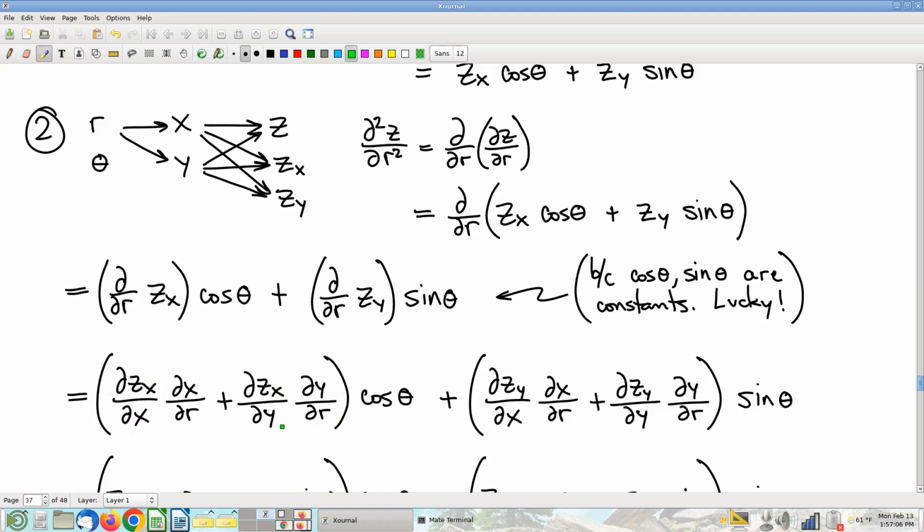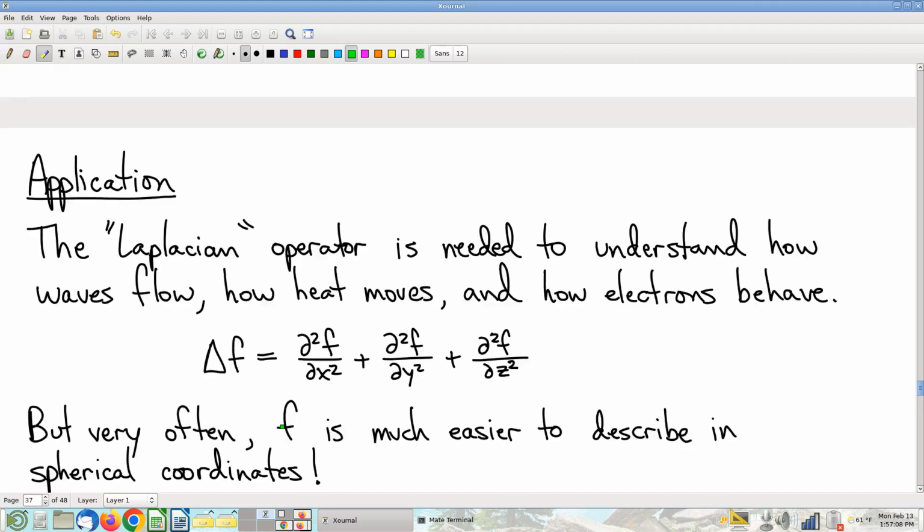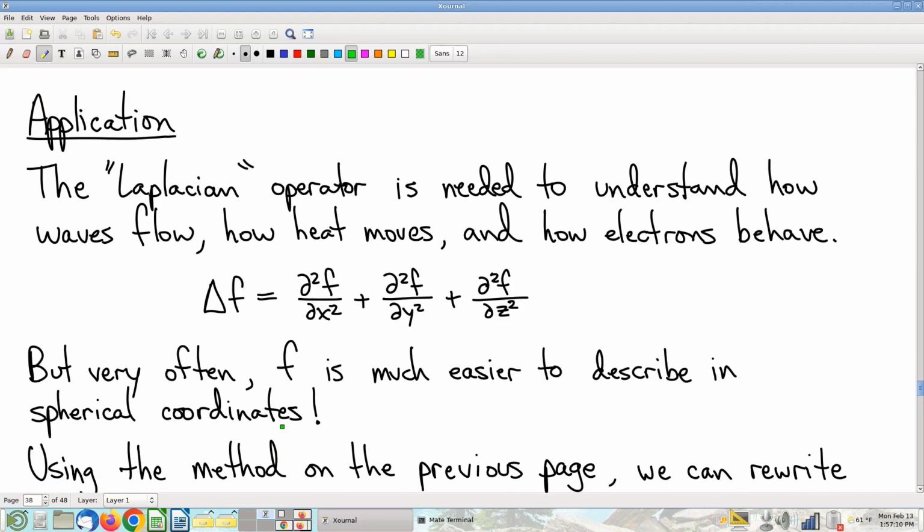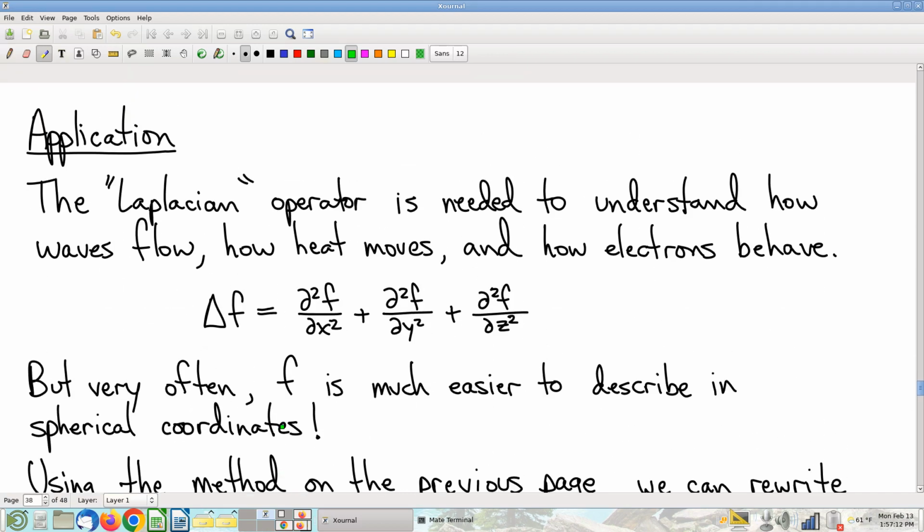Okay, now let me show you an application of this. This is going to involve a very important operator called the Laplacian operator. This is a really big deal in a lot of physics and engineering. The Laplacian is one of the main tools for talking about the heat equation. If you want to know how heat flows, it heavily relies on the Laplacian.